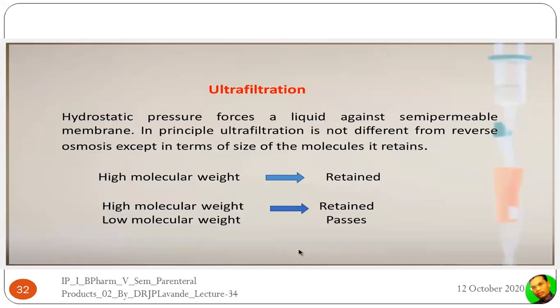The next method is ultrafiltration. Hydrostatic pressure forces a liquid against the semi-permeable membrane. In principle, ultrafiltration is not different from reverse osmosis, except in terms of the size of the molecule that it retains. High molecular weight is going to be retained, and low molecular weight will pass.